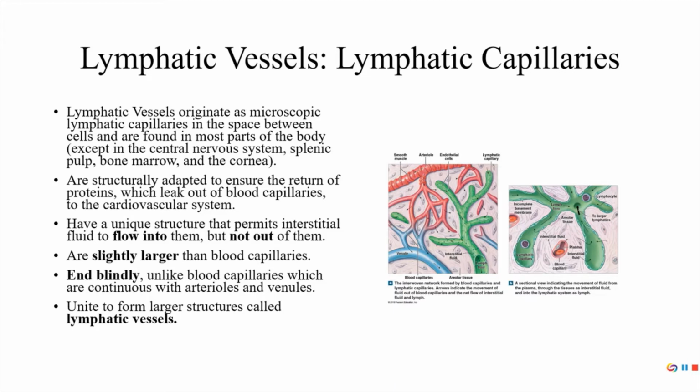The spleen pulp doesn't have it. The bone marrow doesn't have it, and the cornea doesn't have it. But it's found pretty much everywhere, most of the body. And what happens is, if something leaks out of a capillary, that's a blood capillary, like right here are blood capillaries, let's say a protein leaked out, it's going to grab it up and hope to return it back to the blood.